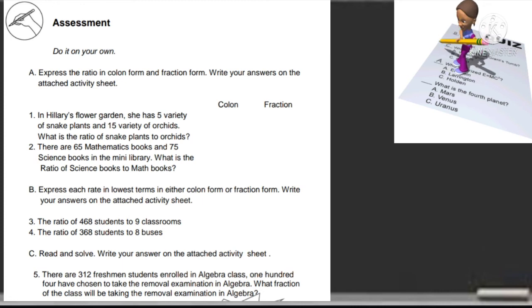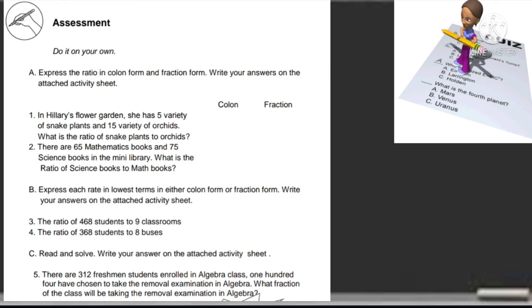Letter B. Express each rate in lowest terms in either column form or fraction form. Write your answers on the attached activity sheet. Number 3. The ratio of 468 students to 9 classrooms. Number 4. The ratio of 368 students to 8 buses. And for letter C, you are going to read and solve, then write your answer on the attached activity sheet.